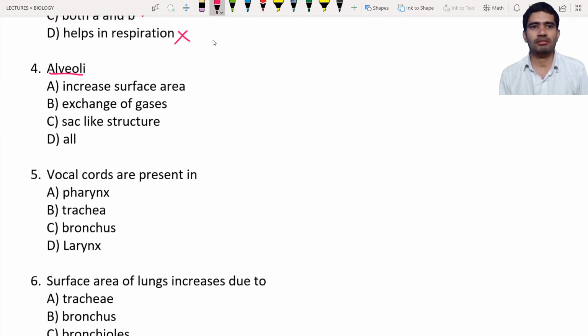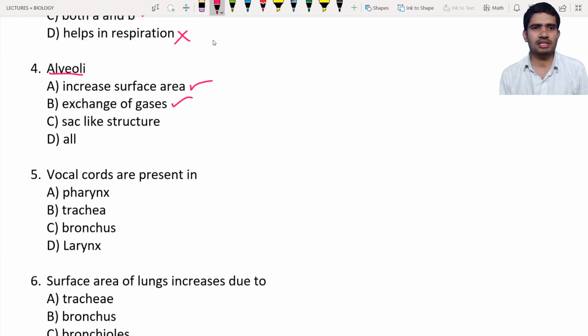First, we will see increase of the surface area. Yes, alveoli is involved in increasing the surface area in the lungs. It is correct. We will see the other options also. Exchanging of the gases. Yes, alveoli also exchange gases like oxygen and carbon dioxide through the one-celled thickness walls present in them. From where to where? From the blood capillaries to the alveoli. Okay, it is also correct.